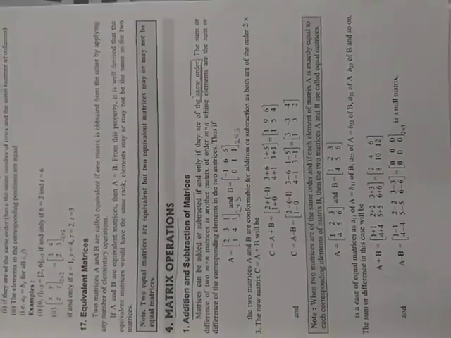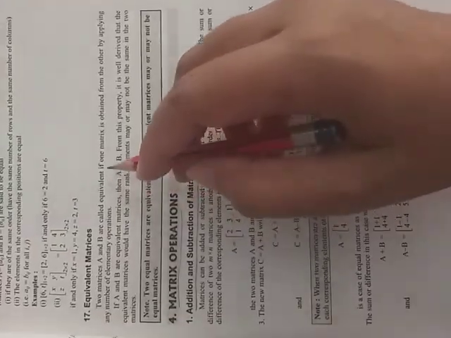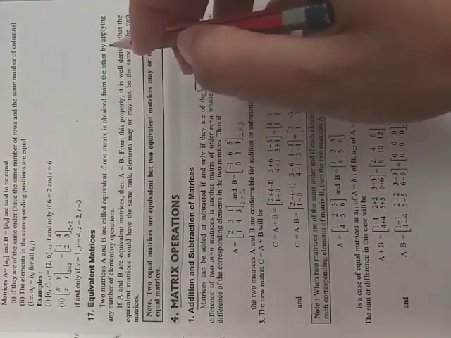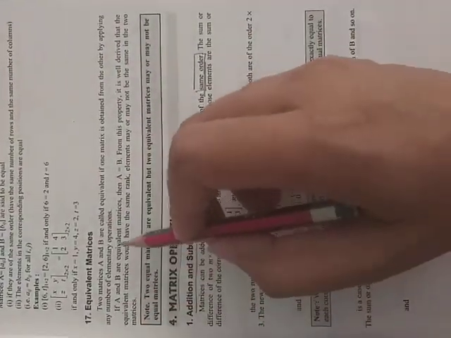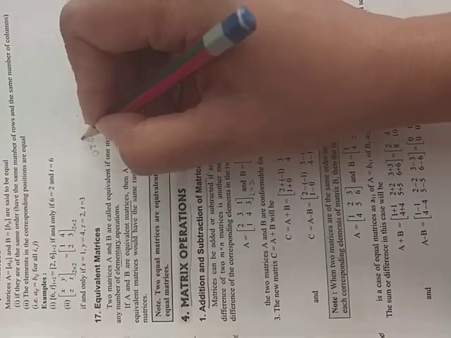From here we will clear one more concept: equal matrices and equivalent matrices. There is a difference between equivalent matrices and equal matrices. Two matrices A and B are called equivalent if one matrix is obtained from the other by applying any number of elementary operations. So what are elementary operations? We will do this later. For now, you remember that two matrices are equivalent if they are of the same order.